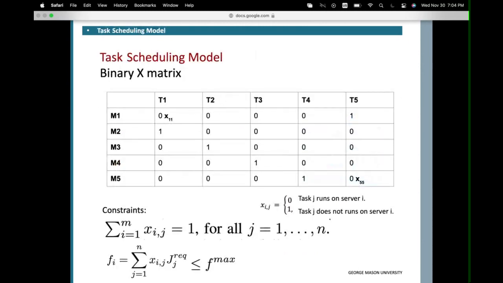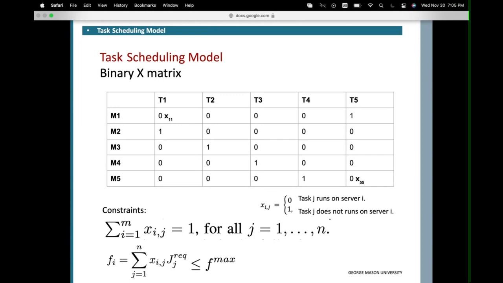The task scheduling model is a binary matrix where we have the machines on the row side here, and we have the tasks that we want to run. So we have task 1, we want to run it on machine 2, task 2 runs on machine 3, and so on. At the end, the optimizer will produce, or optimize, this binary X matrix to make sure that each task is running on a certain machine and that the frequency across all of them and the power consumption is optimized.